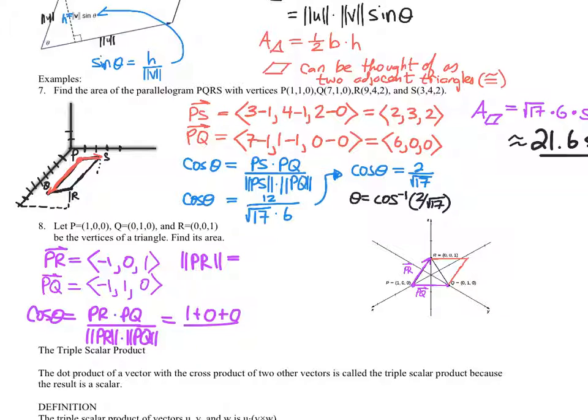All right, so the square root of the squared values, we're looking at -1 squared, which is 1, plus 0 squared, which is 0, plus 1 squared is 1, so √2. So PQ has the same ingredients, so it's going to have the same result. All right. So we're looking at root 2 multiplied by root 2. So cosine of theta is equal to 1/2.